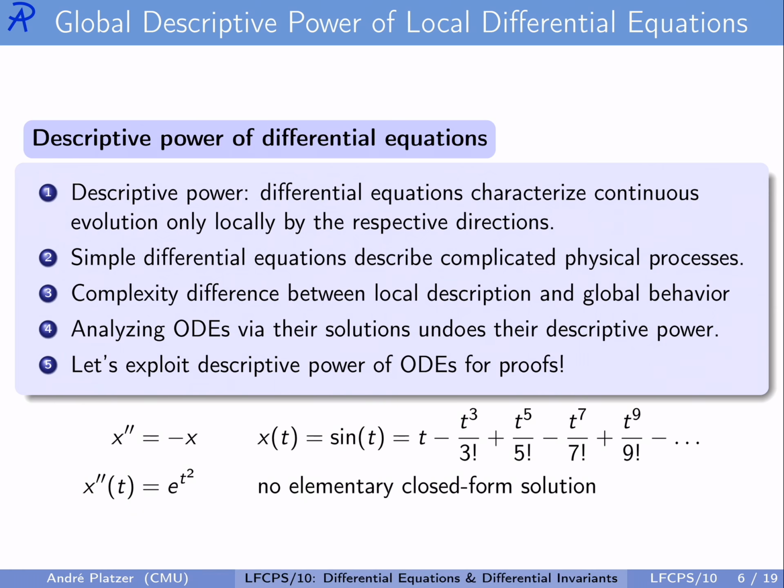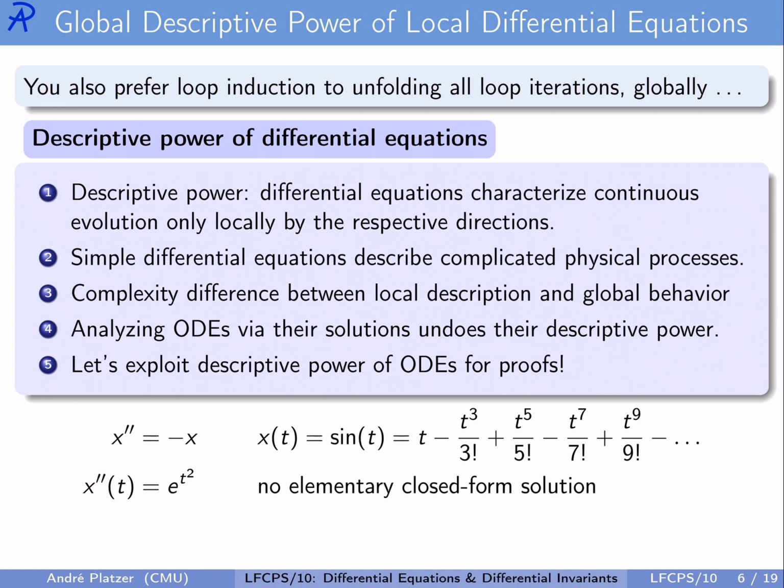Moreover, consider this differential equation, x double prime of time is e to the power t squared. Well, it's a complicated one, but the point is, it doesn't even have an elementary closed form solution at all, so we cannot possibly work with it by first even writing down the solution. Instead, let's work with the differential equations themselves. You also prefer to do loop induction instead of unfolding all the loop iterations globally, of course. If somebody gives you a loop, you wouldn't first write down all the behavior that it has for eternity by unfolding it one loop iteration at a time and then worrying about that.